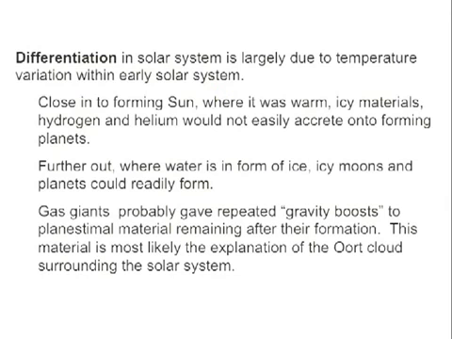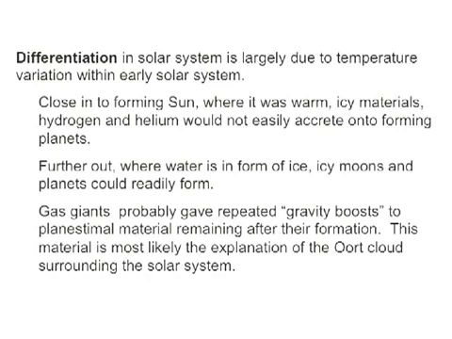So this is what I'm saying. Close to the forming sun, the hydrogen and helium will not accrete onto the planets. They're too warm. But further from the sun, there are icy moons and planets that could easily form. A lot of the moons on the planets that you looked at are made of ice. It's pretty neat.